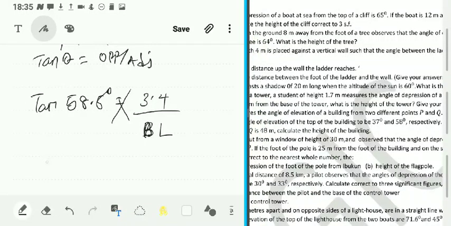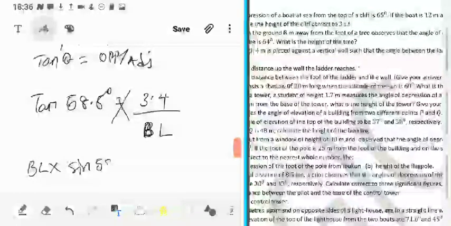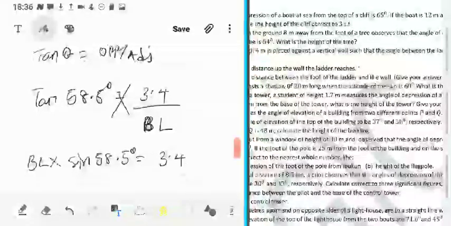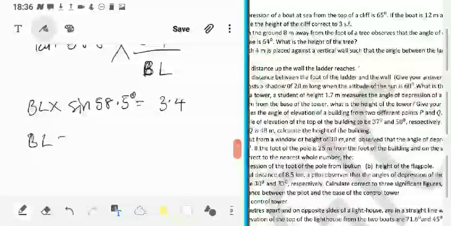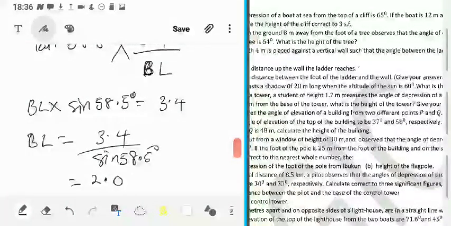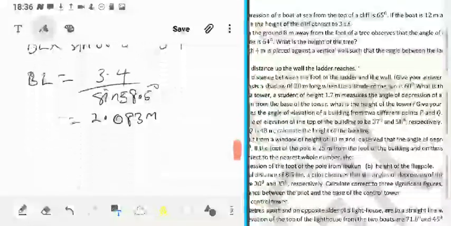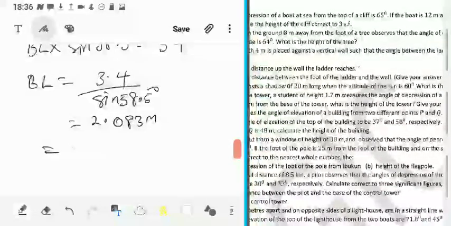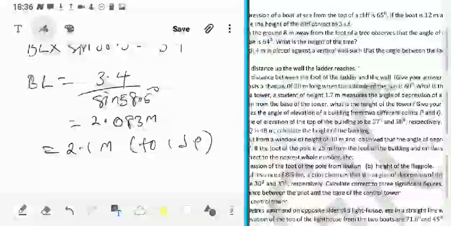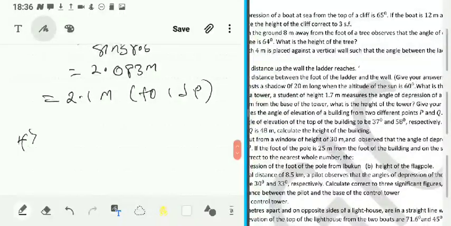When you cross multiply, you have what? BL times tan 58.5 degree equals 3.4. Okay, you do your math. BL is equal to what? 3.4 divided by tan 58.5 degree, which is equal to 2.083 meters. But we're told to leave our answer to one decimal place, which is equal to 2.1 meters to 1 dp. Okay, so that's that about that. Go to number 4.